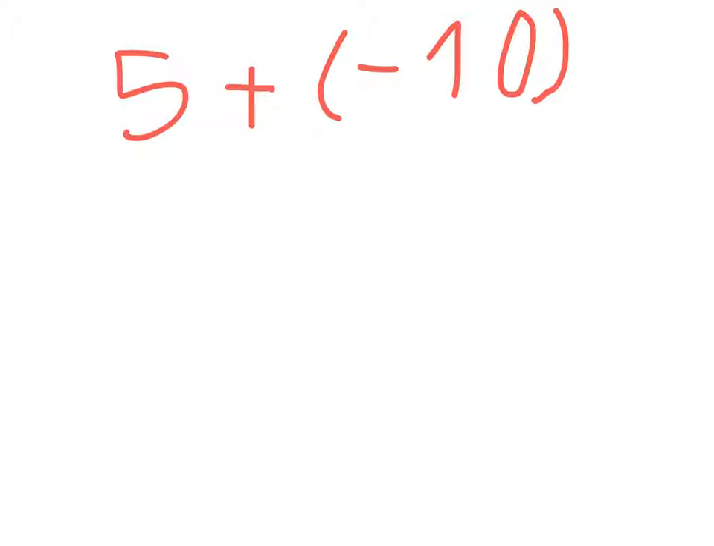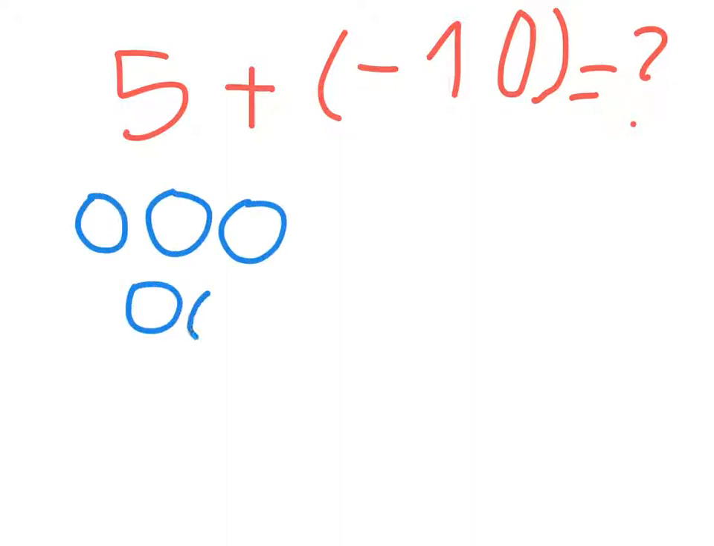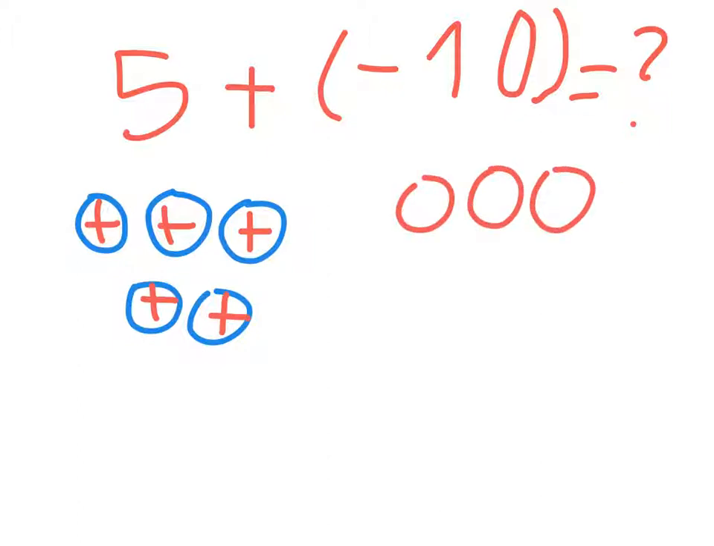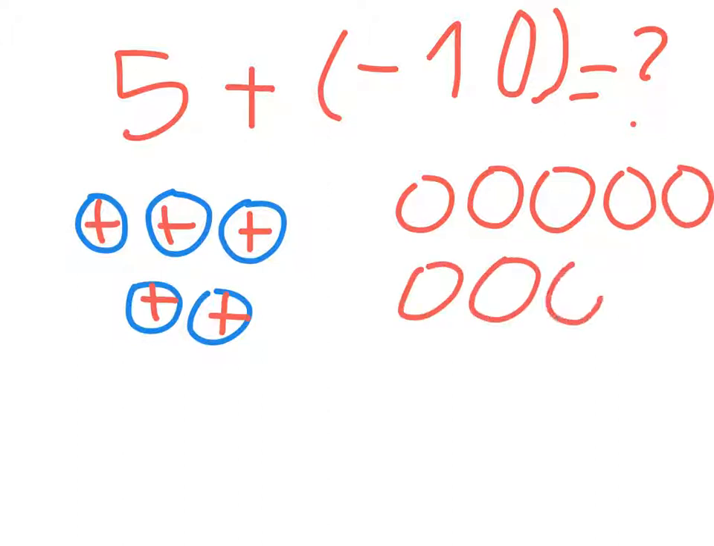Let's do a problem with different signs. So we will do 5 plus -10. That is 2a on page 11. So that is what we don't know, okay? So we have 5 positive. 1, 2, 3, 4, 5. Positive. And then we have 10 negative. 1, 2, 3, 4, 5, 1, 2, 3, 4, 5. Okay?